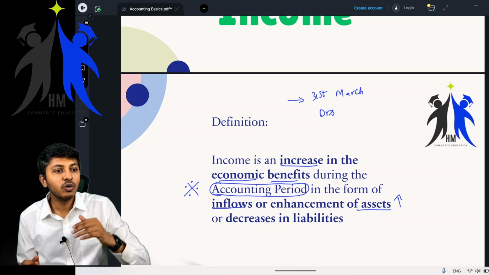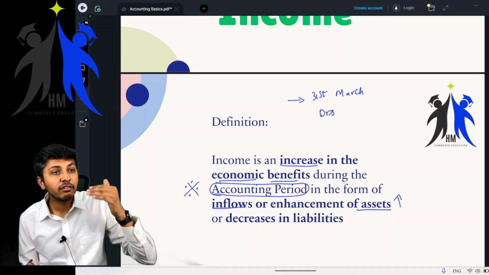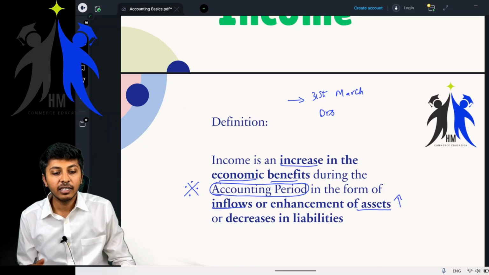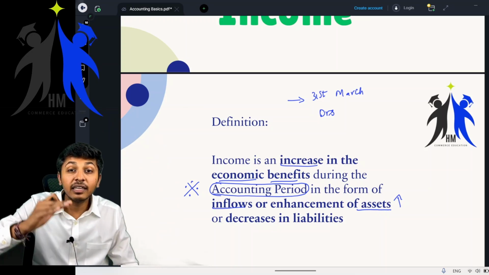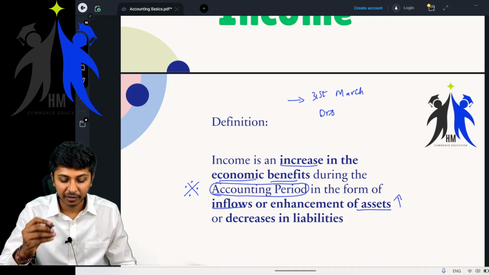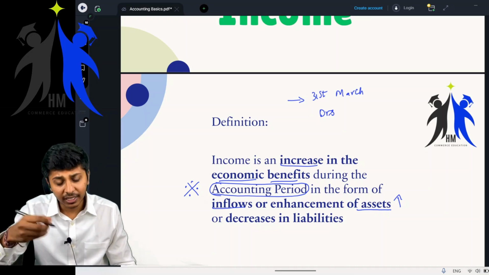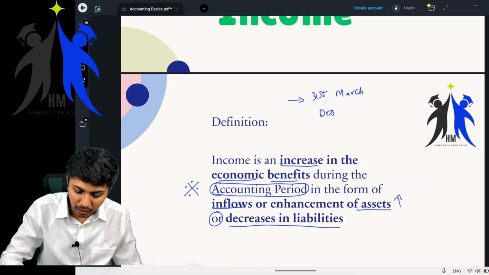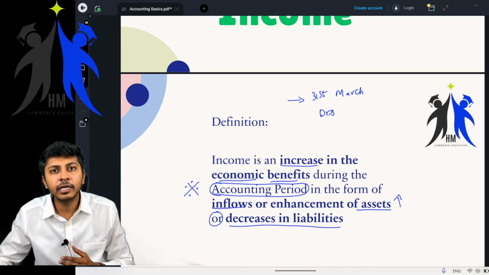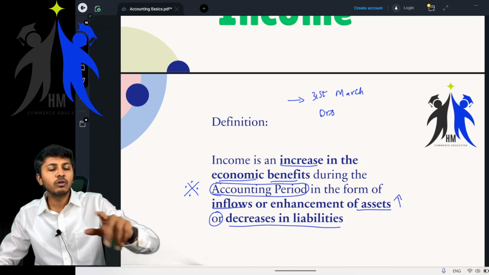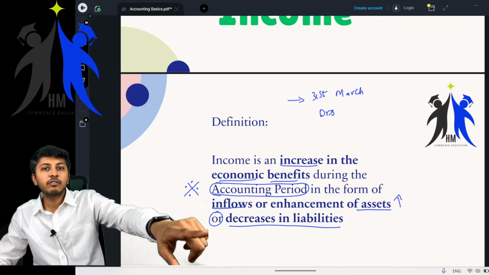Correct? So this income is something that will increase our assets in the entity. Income is something that will increase our assets. Did you get my point? What is the other thing? It will decrease our liabilities. How will it decrease, sir? Income. Okay, you told asset, I understood. Debtors will have to pay.